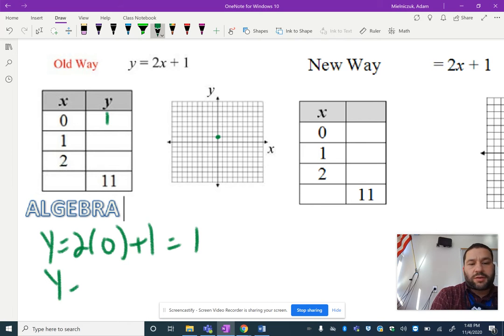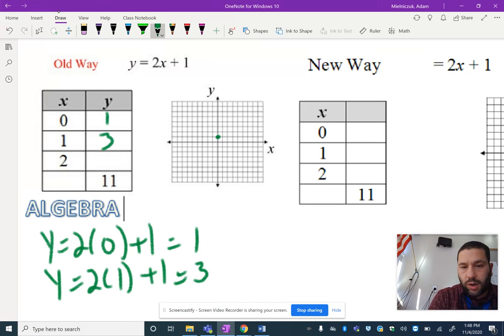And then we'd say, okay, well, x is 1, so y equals 2 times 1 plus 1. 2 times 1 is 2 plus 1 is 3. So we plot the point 1, 3. And then we'd say y equals 2 times 2 plus 1, which is 5. So we go 2 and then 5.